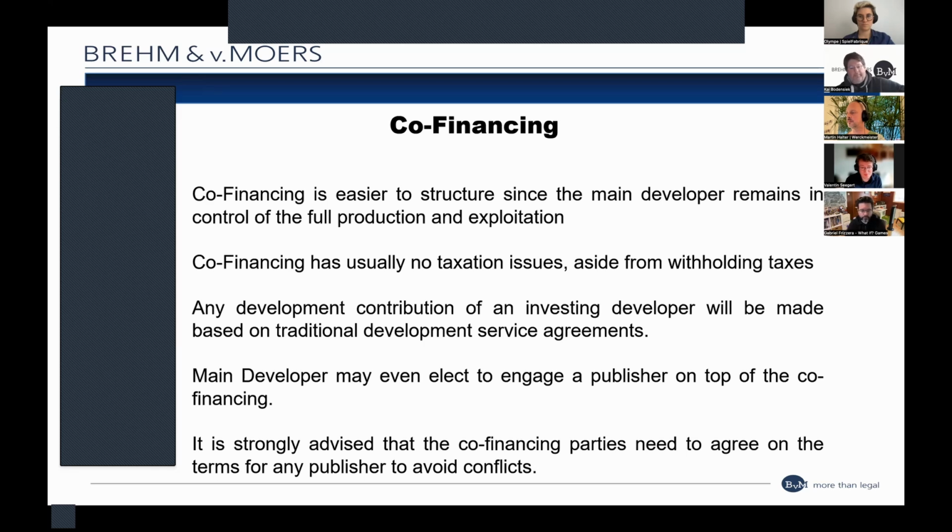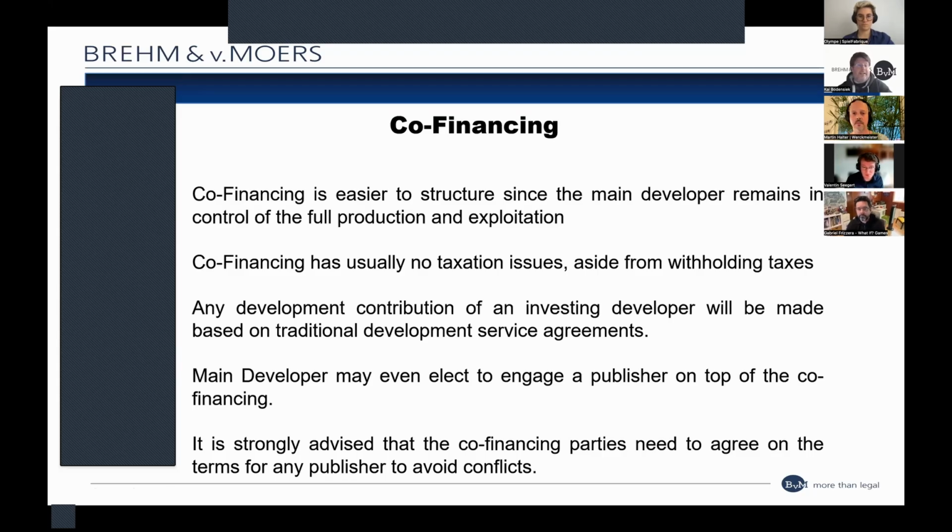The other advantage is that the main developer could even engage other investors like publishers or VC investors without having any problems in the structure because he is still the owner of the rights. He can decide, and nothing that he does will influence or reduce the participation of the co-development partner here.